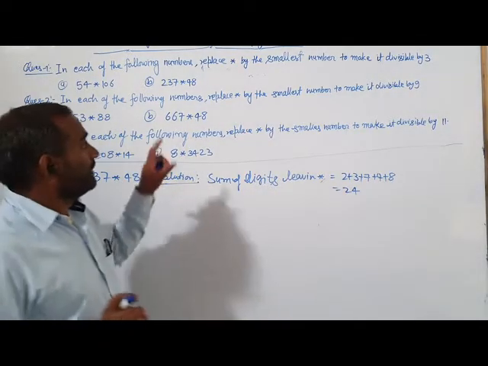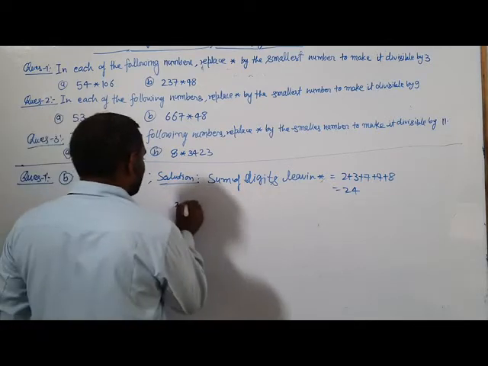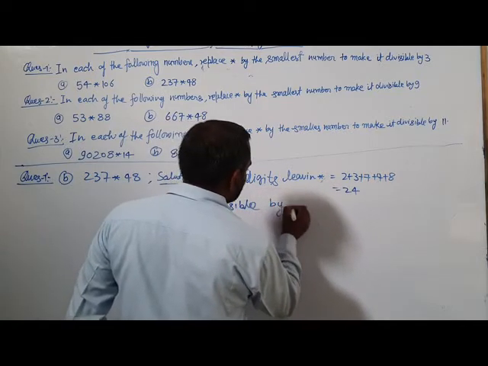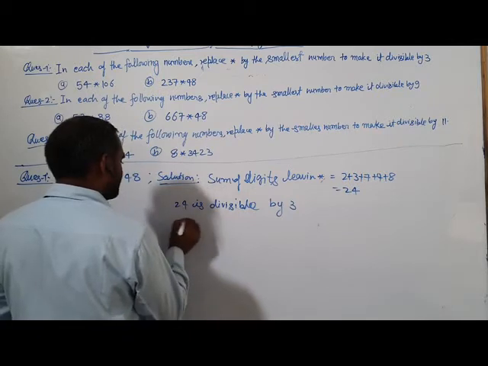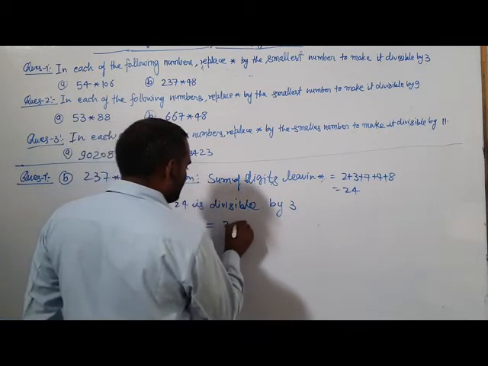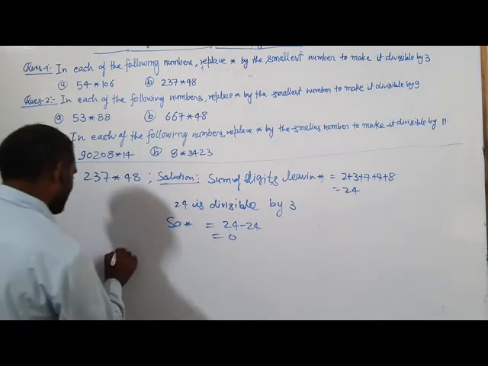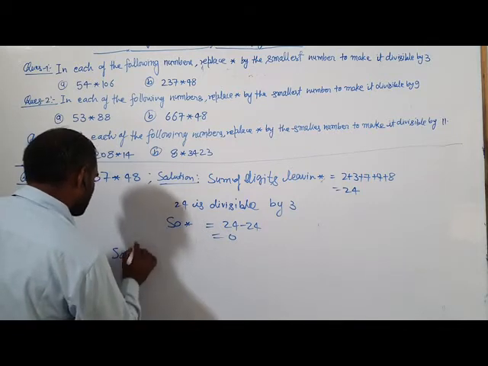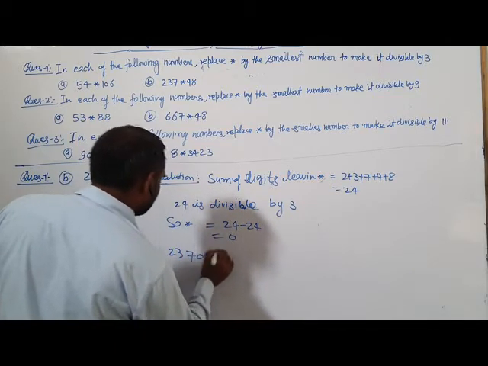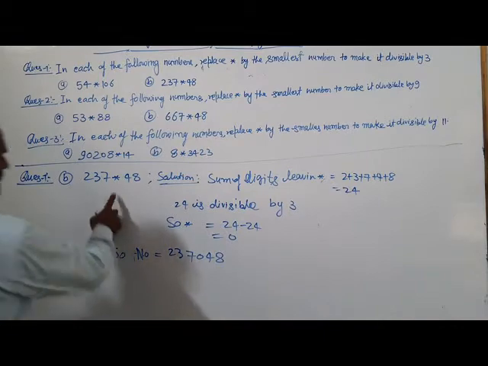So we have to fill with the least number, and the least number is 0. 24 is divisible by 3, so star is equal to 24 minus 24, which is 0. So star is equal to 0, and the number is 237048. At the place of star you have to fill 0.